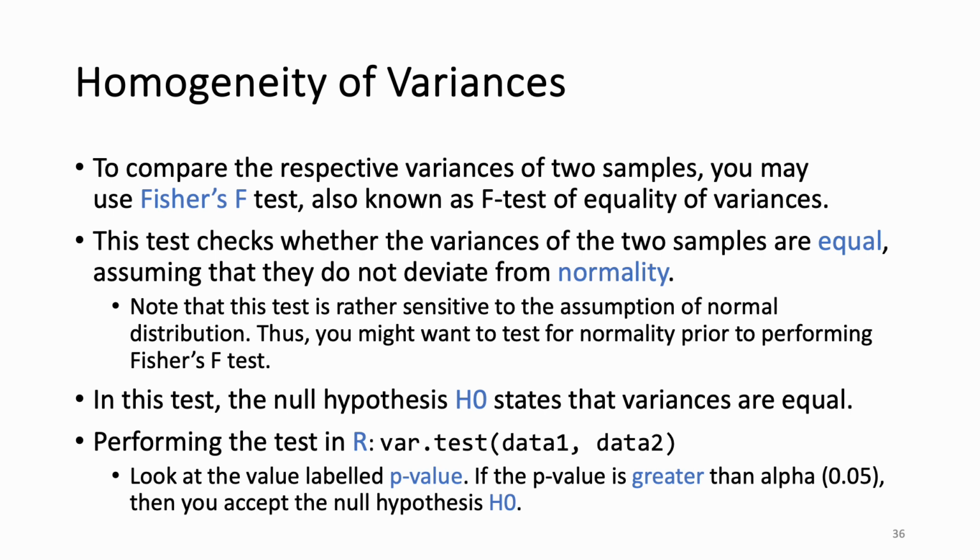To perform this test in R, you can write this pseudocode. We have var.test, the function, and then we pass the samples as parameters. In this example, we have data1 and data2. Once we run this pseudocode, we will get an output, and from the output we can check the p-value. If the p-value is greater than alpha, which we set to 0.05, as we have mentioned earlier, then we accept the null hypothesis. Then we say that the variances are equal.